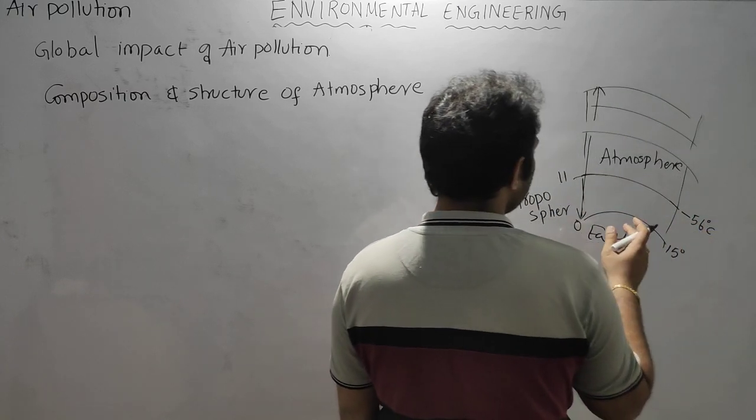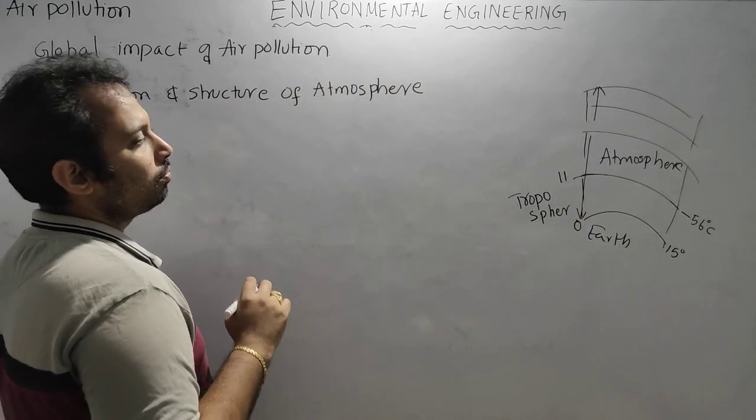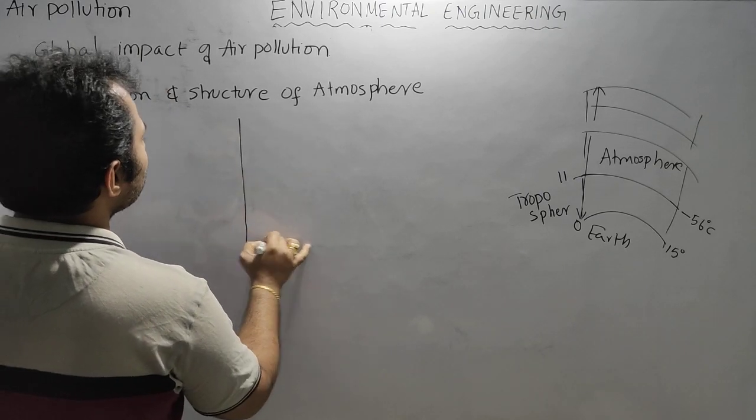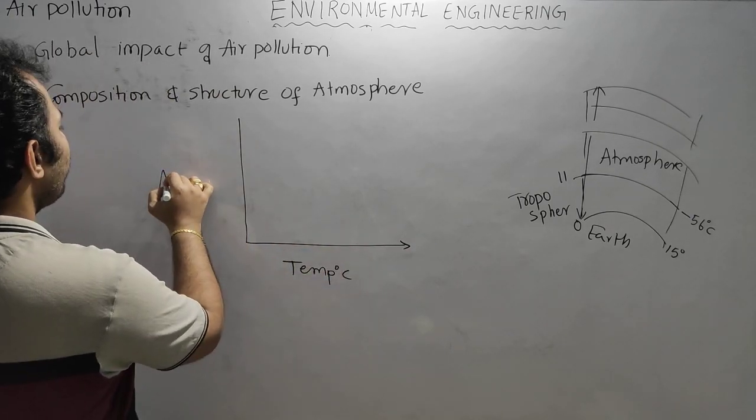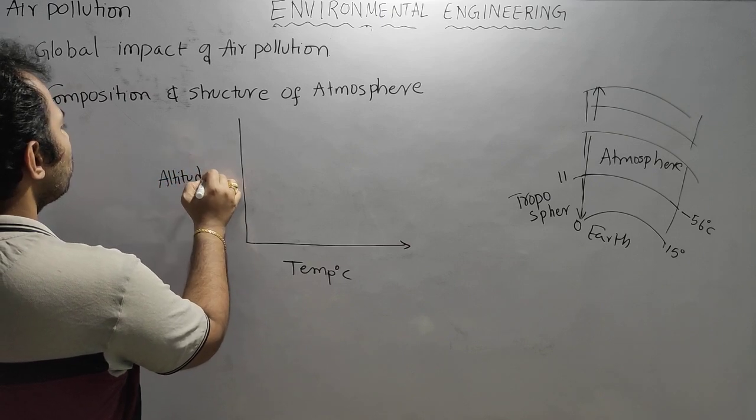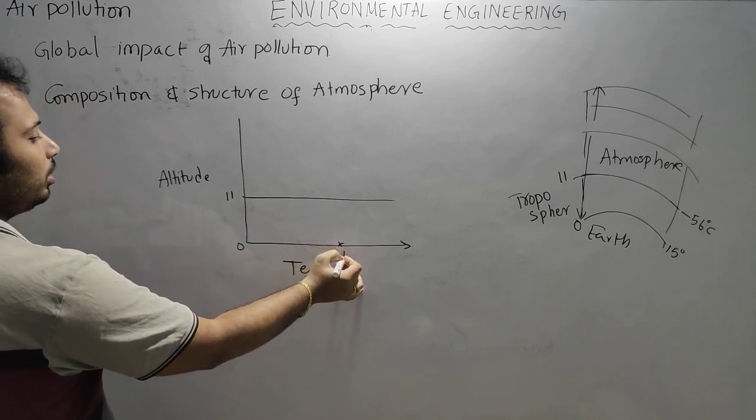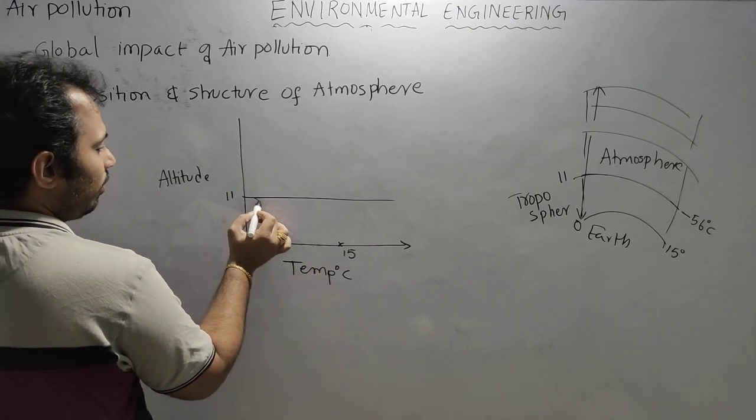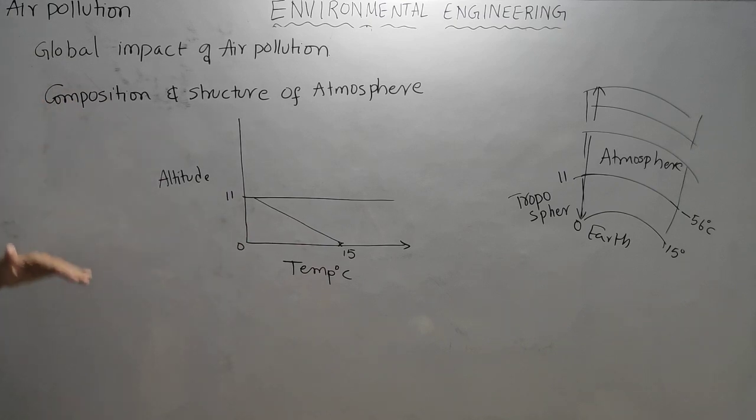So if you take a scale of temperature with altitude, temperature on the x-axis and altitude on the y-axis, this is 0 to 11. If this is 15 degrees, it decreases to minus 56. Likewise, the temperature decreases when moving upward, up to the 11th kilometer.